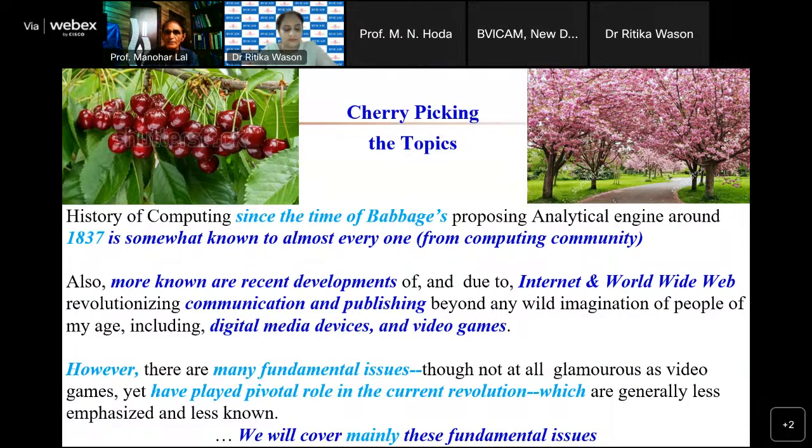Friends, the history of computing since Babbage proposed the analytical engine around 1837 is somewhat known to almost everyone in the computing community. Also better known are recent developments due to the internet and World Wide Web, revolutionizing communication and publication beyond any wild imagination of people of my age, including digital media devices and video games. However, there are many fundamental issues, though not all that glorious, which have played a pivotal role in the current revolution, and which are generally less emphasized and less known. In view of this fact, we will cover mainly these fundamental issues only.